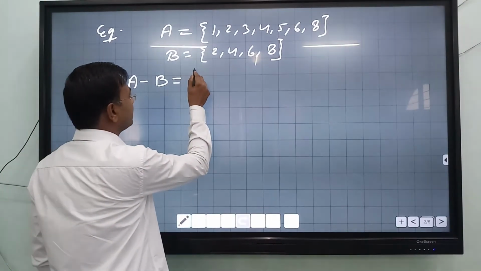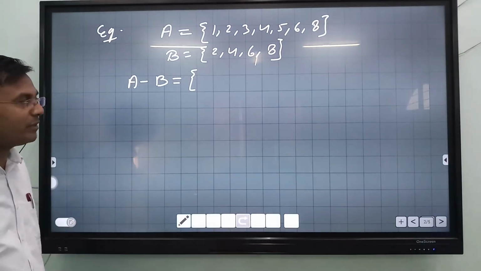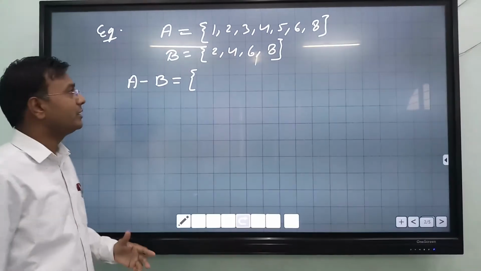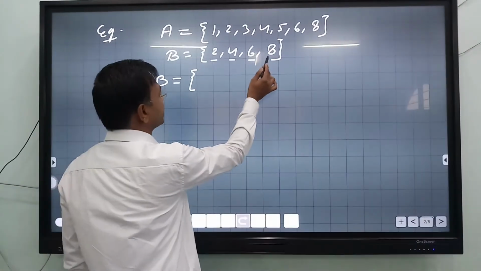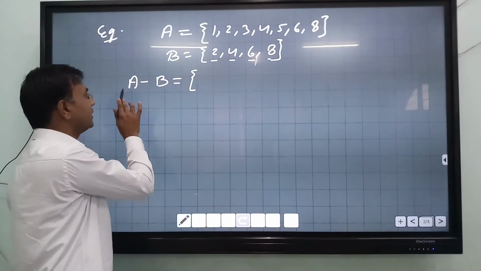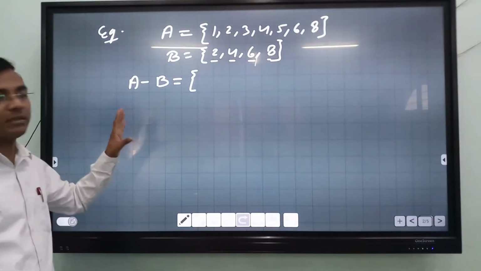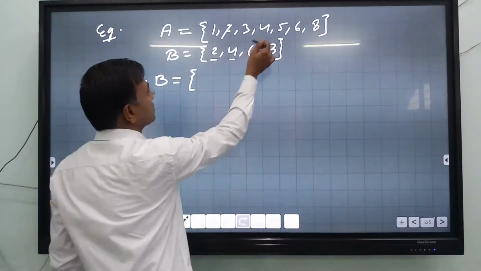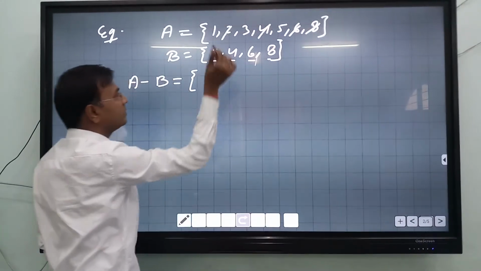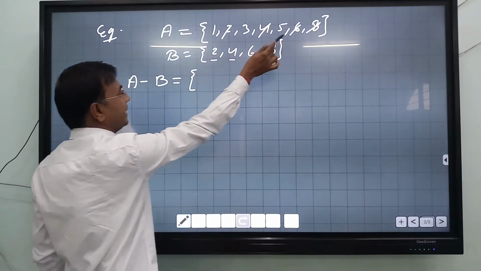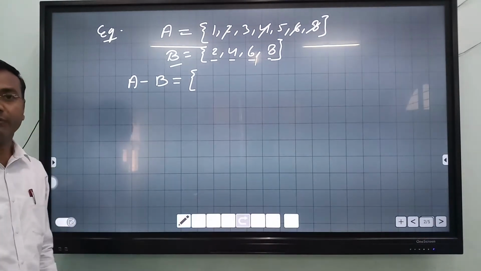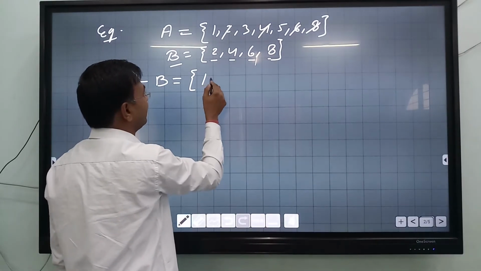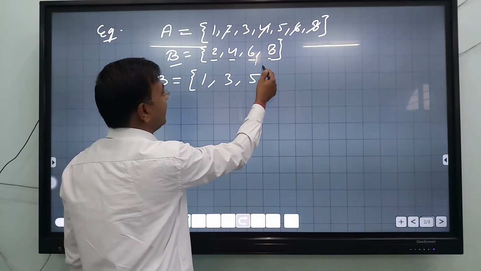So A minus B is the set of those elements which are what? Lying in A, not in B. It means the elements 2, 4, 6, 8 should not be written in A minus B, and we have to write the left elements of set A. So check 2, just cross 4, 6, 8, because these elements 2, 4, 6, 8 are the elements of B, and we have to exclude the elements of set B. So now the left elements in set A will be 1, 3 and 5.